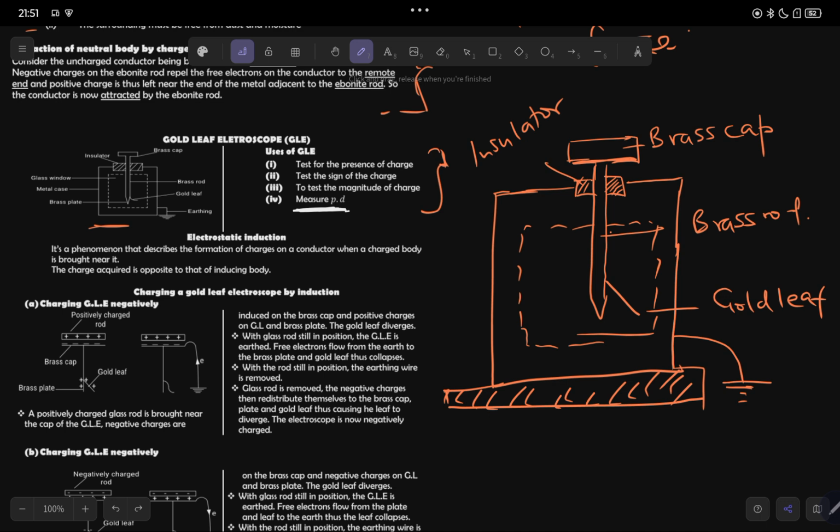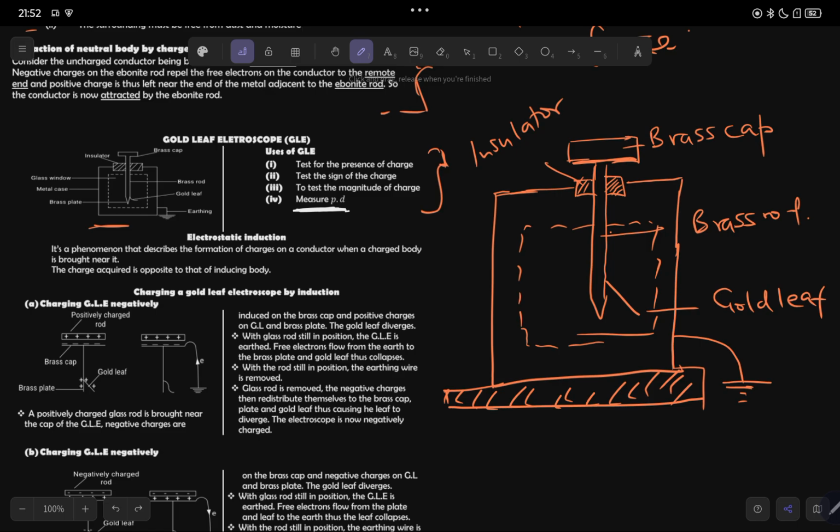So induction, the same thing happens in charges. By induction, we want to charge a body by simply bringing a charged body near it, not necessarily bringing a body to touch it, but just bringing a charged body near it. A body is neutral, but you bring another body which is charged just near it, and this body which is uncharged becomes charged. That is charging by induction.